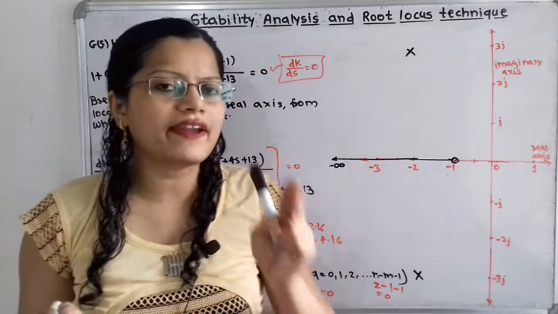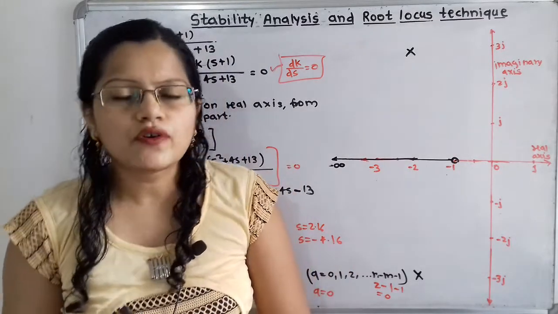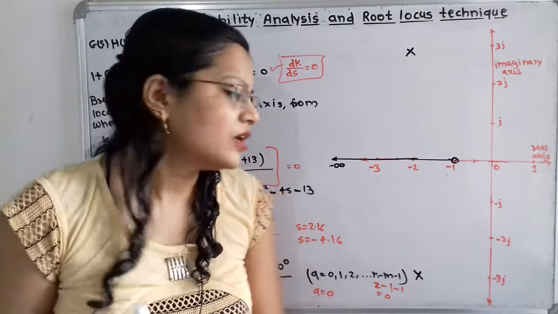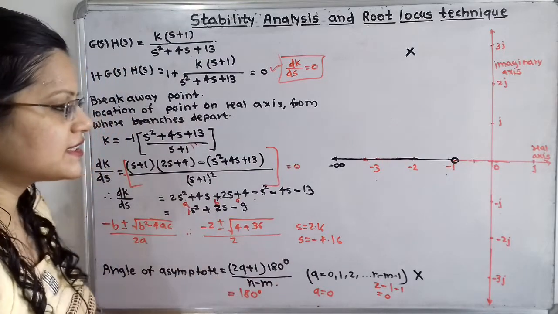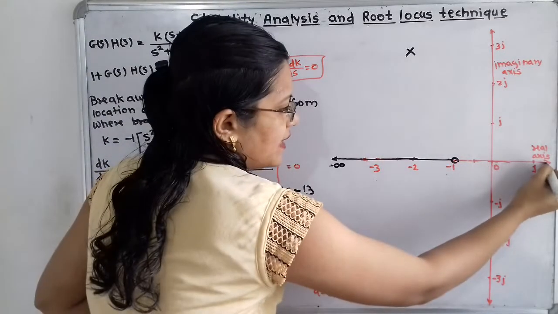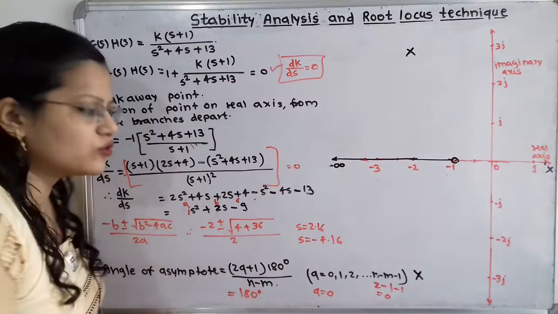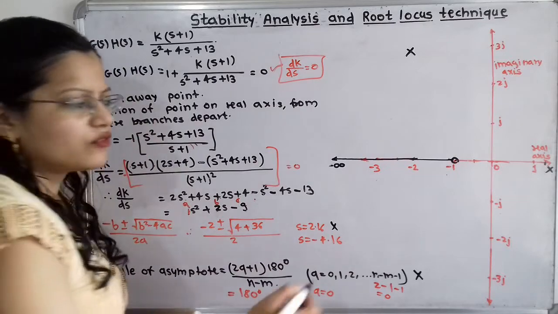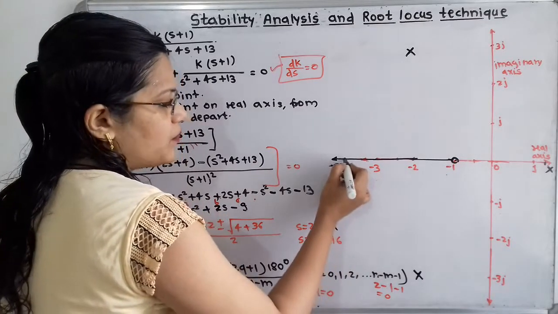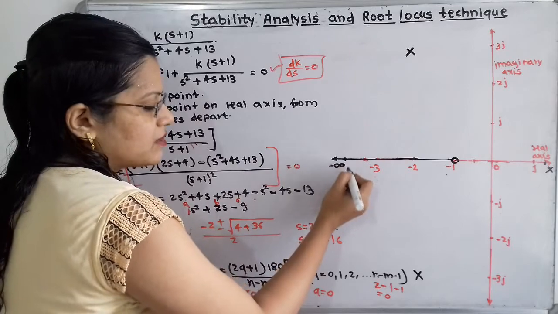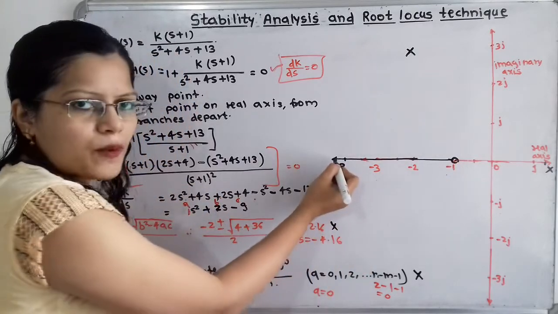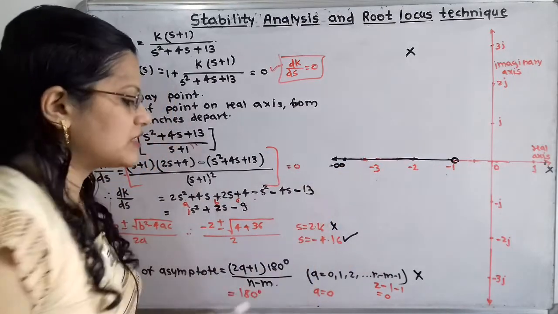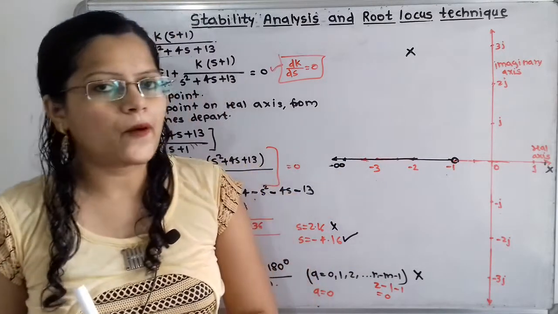So how do we find the breakaway point? We know the range of points that are part of the root locus. Now if we observe, 2.16 is the point on the right hand side. So this part is not on the root locus. And s is equal to minus 4.16, if we observe, is the point here. I have shown with the black marker that all these points are part of the root locus. So minus 4.16 is the breakaway point.